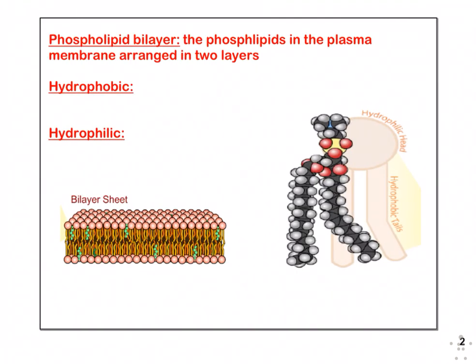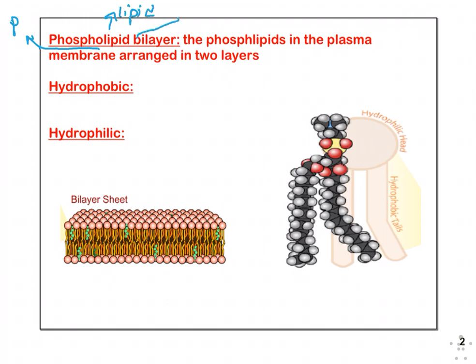So we are still working with the plasma membrane. The plasma membrane of a cell is what is referred to as a phospholipid bilayer. Phospho indicating that it is made up of phosphorus molecules. It is a lipid, indicated by the word lipid.